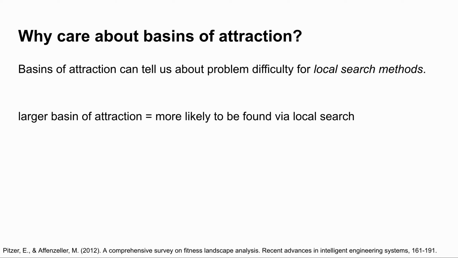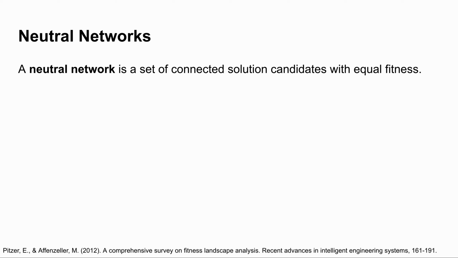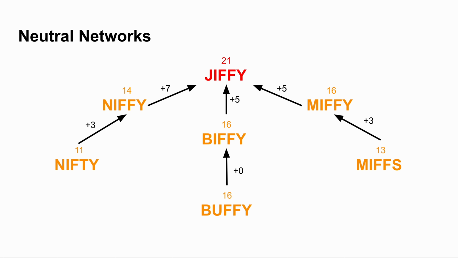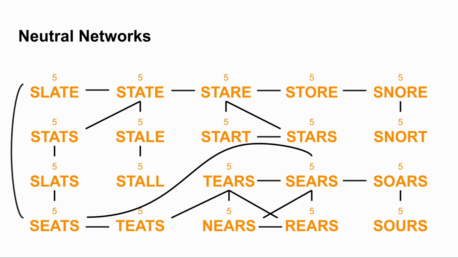While basins of attraction lead to a local optimum, a neutral network is a set of connected solution candidates with equal fitness, and can be thought of intuitively as a plateau of fitness. Let's look at a previous example. You'll notice that Biffy and Buffy are connected solution candidates with the same score, so they form a neutral network. Here is a much larger neutral network. I might have missed some words, so let me know in the comments below if there's any word I missed.